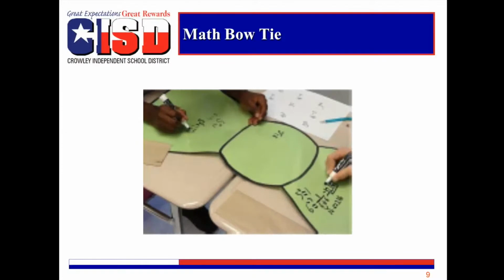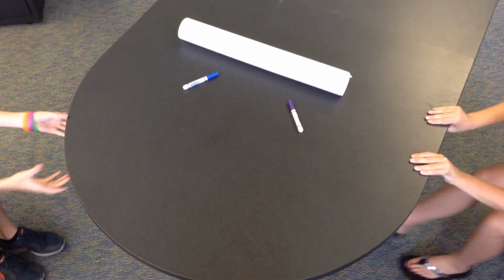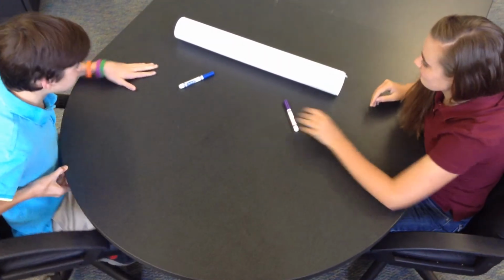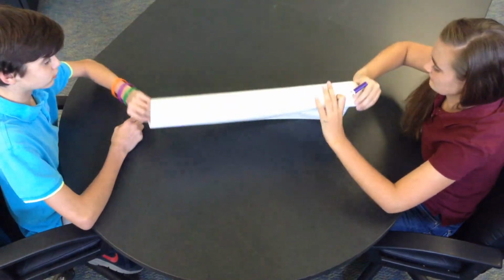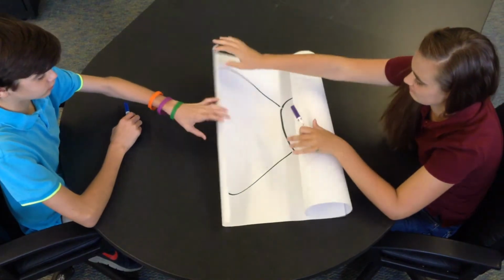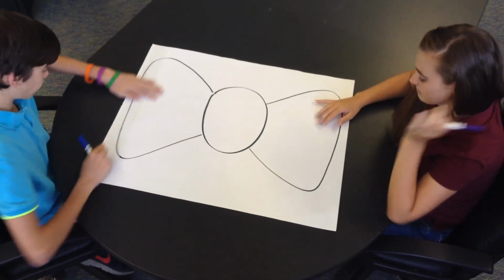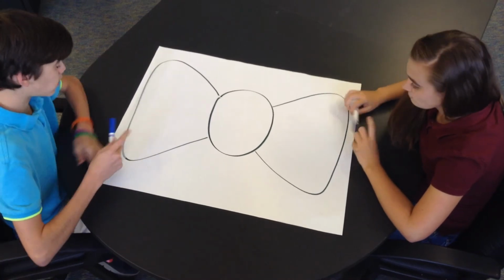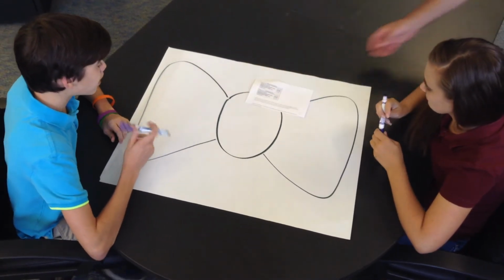Here is an example of students using the bow tie method. Working in pairs, students situate their desks so that they are facing each other. On chart paper, each pair draws the outline of a bow tie. Teachers can also prepare this in advance and laminate it for future use. The teacher then assigns a word problem for the students to solve.